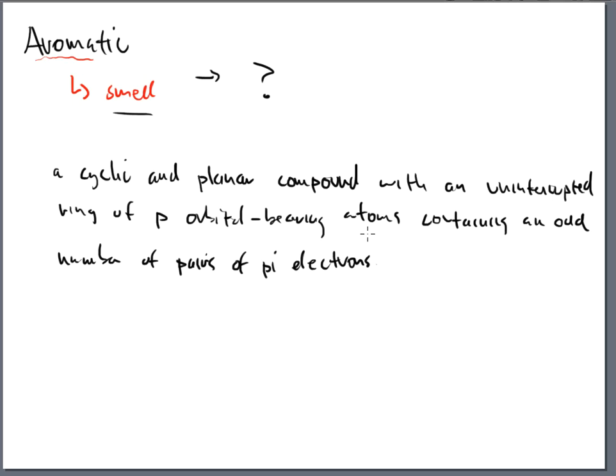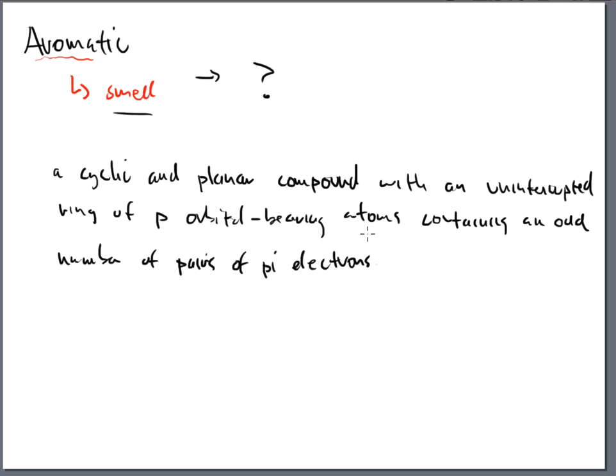So here's the definition of aromatic: a cyclic and planar compound with an uninterrupted ring of pi orbital bearing atoms containing an odd number of pairs of pi electrons. Okay, boring. What does that even mean?